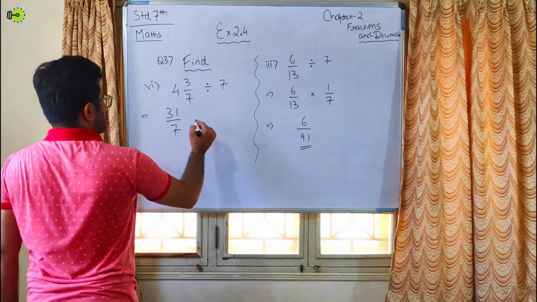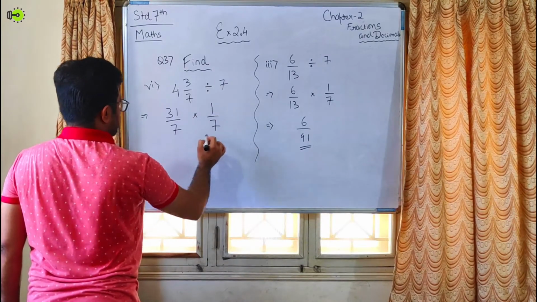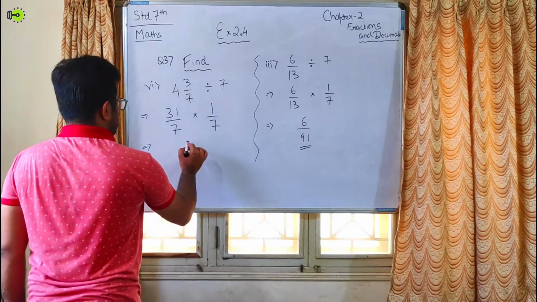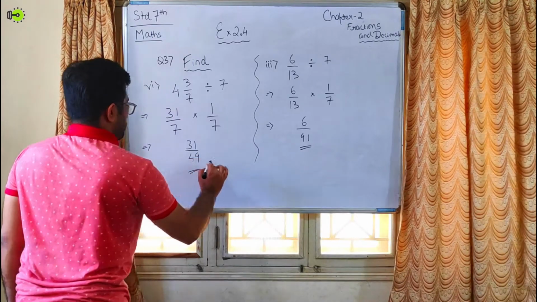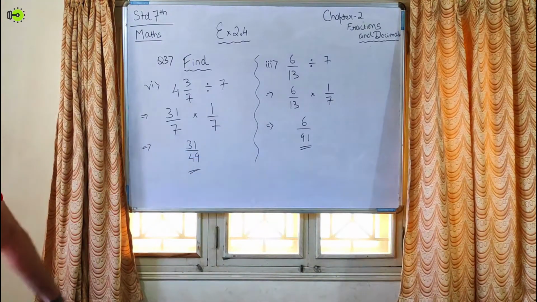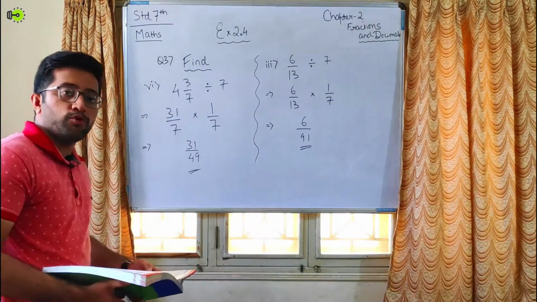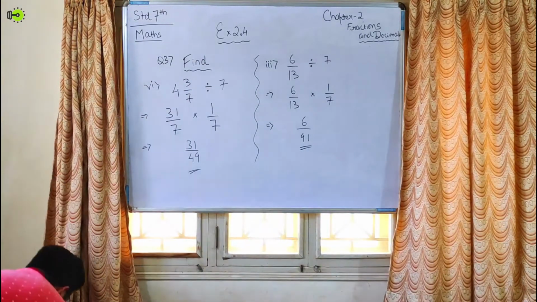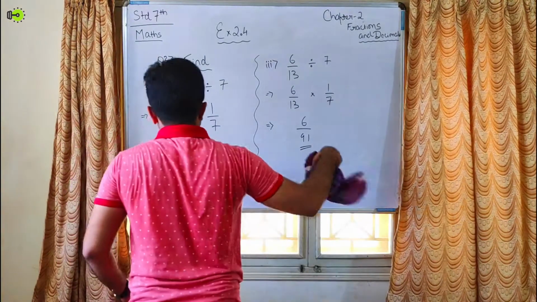Right, now we'll put the multiplication sign and convert this into reciprocal, that is this. So there is nothing in common, so the answer will be 31 upon 7 sevens are 49. Okay, this is your final answer. Take a note, and then after that we'll move towards question number 4. Okay, so moving towards question number 4.